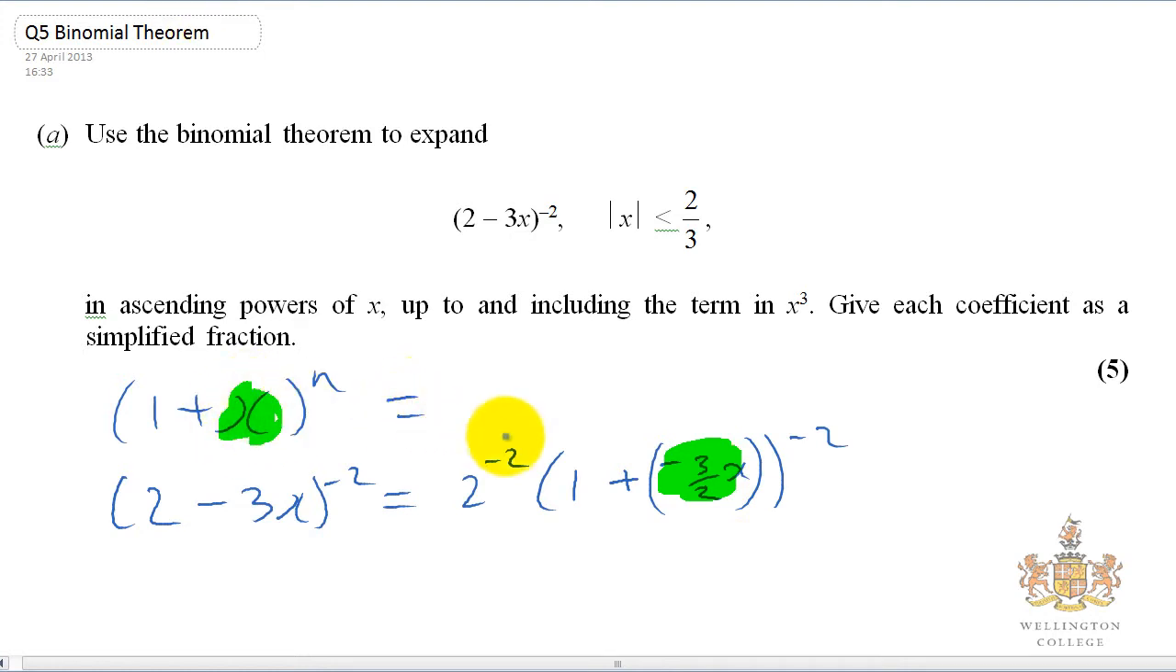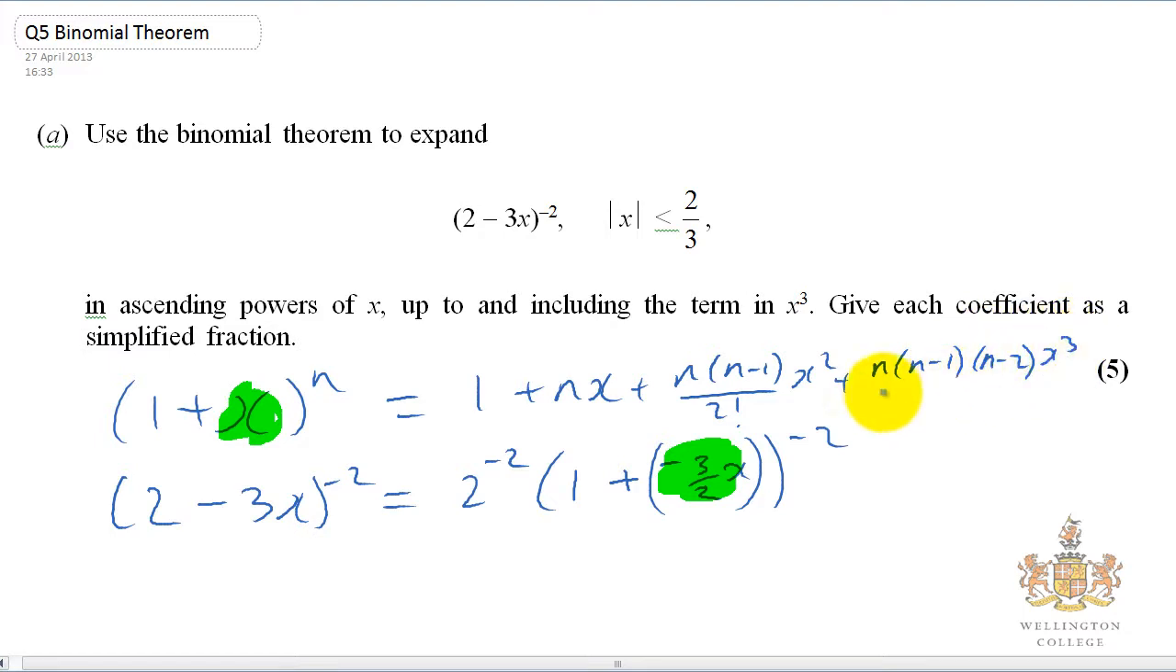We know that this is just equal to 1 plus nx plus n times n minus 1 over 2 factorial x squared plus n times n minus 1 times n minus 2 times x cubed over 3 factorial, and so on. The pattern carries on, and this will work for fractional and negative indices provided that x is less than 1 and bigger than -1, or the modulus of x is less than 1. So we're going to put this value in for x. Everywhere there's an x, this is what we put in, and then we can get this expansion. The power n is -2, so everywhere there's an n, we put -2.